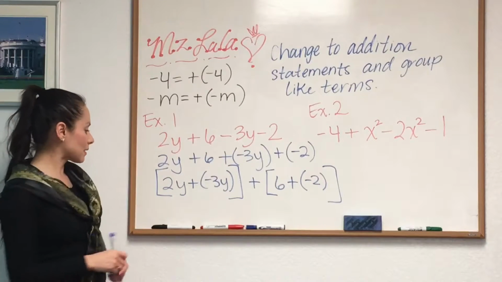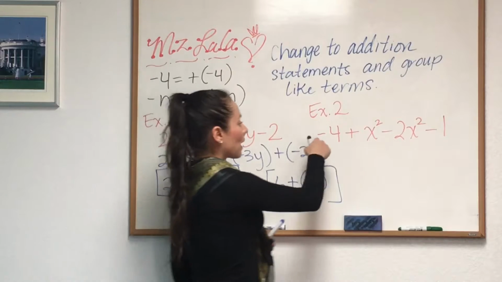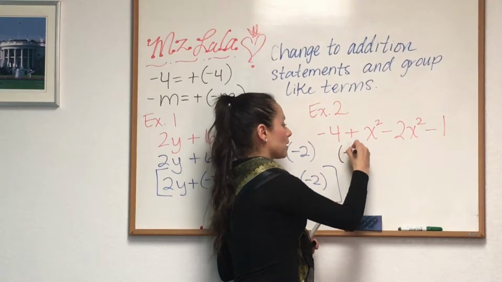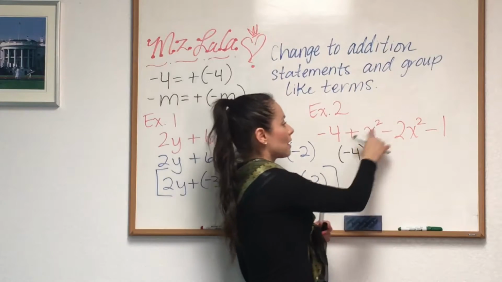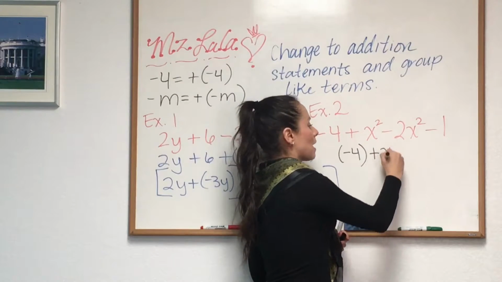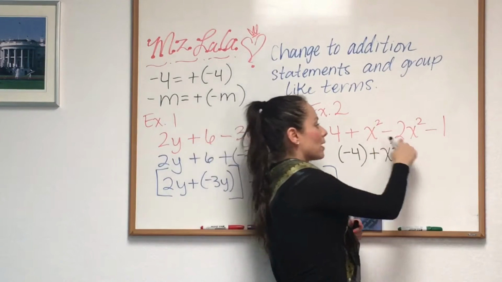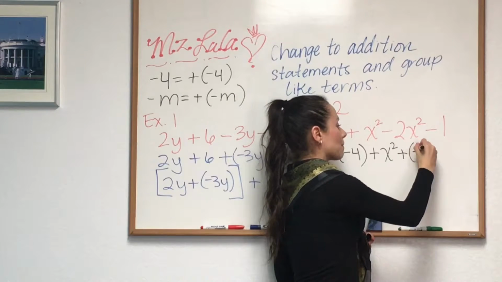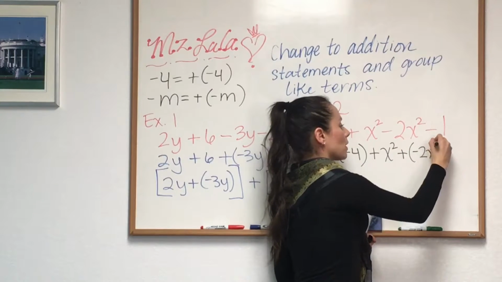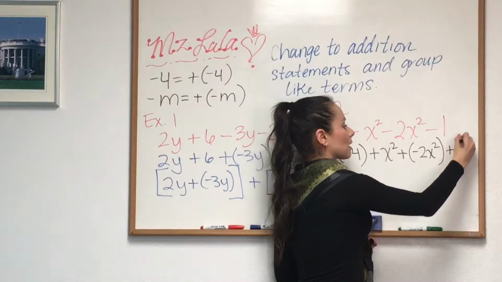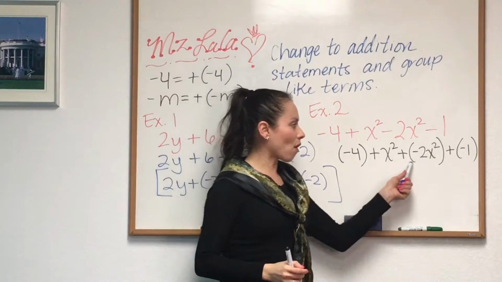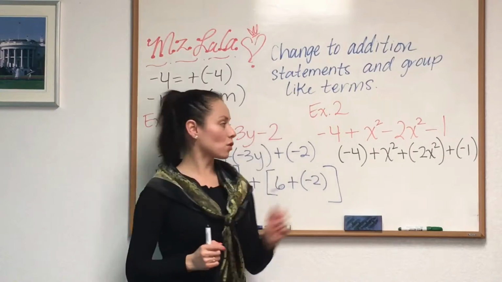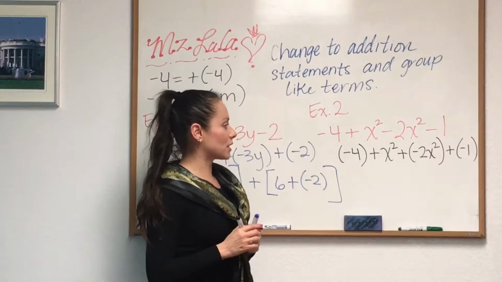So let's look at example number 2. Right here, we need to put it in parentheses. And again, we don't need the plus because it's not being added to anything. This is already plus x squared, right? Right here, we need exactly the same as negative 2x squared, and we need exactly the same as negative 1. So now we have all addition. So now we have created an addition statement.